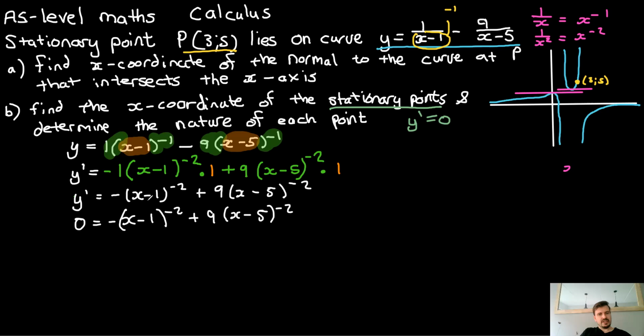Now, I want to solve this. The easiest thing for me to do is just to take this negative (x minus 1) to the minus 2 to the other side. And it becomes plus (x minus 1) to the minus 2 equals 9(x minus 5) to the minus 2. Okay, so you kind of got to know that you need to do that when you want to solve these, because then you can manipulate this by now writing it.